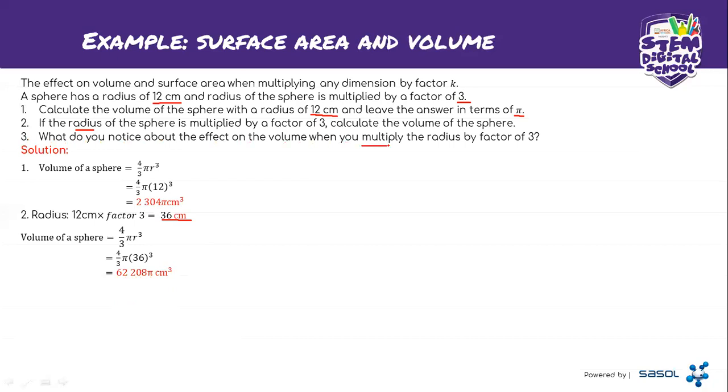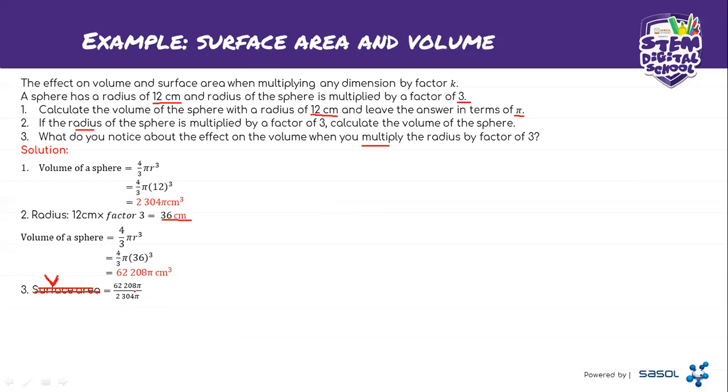Now, number 3 says, what do you notice about the effect on the volume when multiplying the radius by the factor of 3? Actually, there was a typing error here. This is not supposed to be surface area, but volume, because we are calculating volume, not surface area.